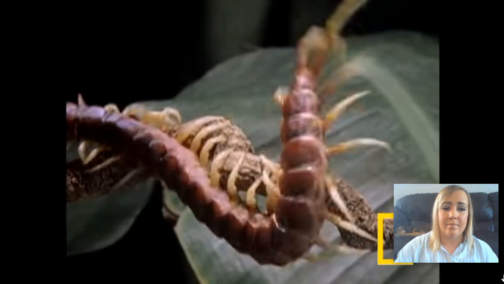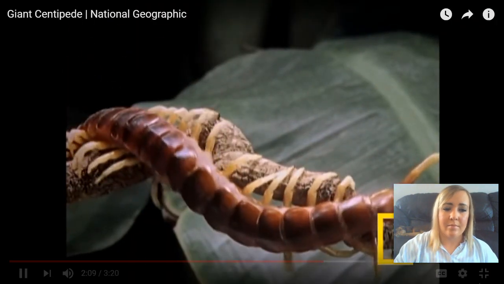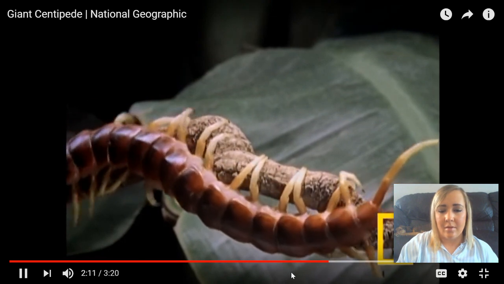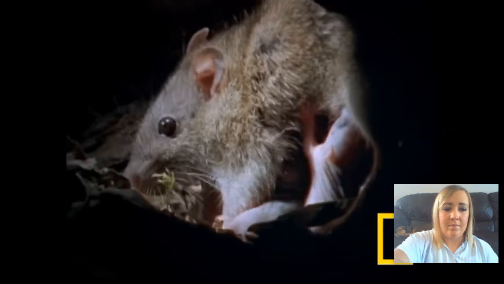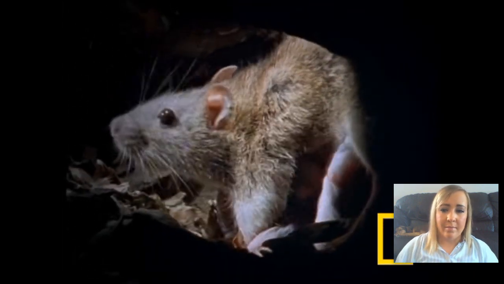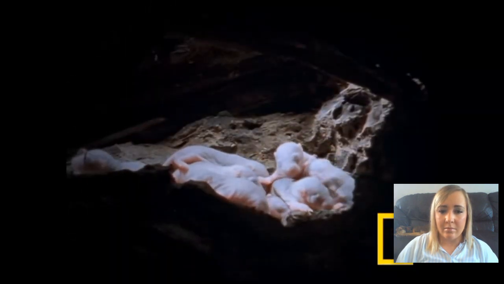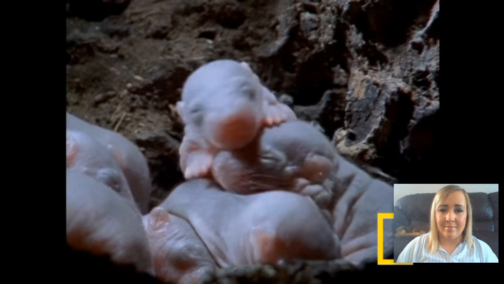Okay, so the centipede wasn't satisfied eating its own skin, and then it failed to nab a more substantial meal. Now what? These baby rats are safe because Mom is guarding the nest. But Mom has to go grocery shopping, leaving the babies completely helpless.